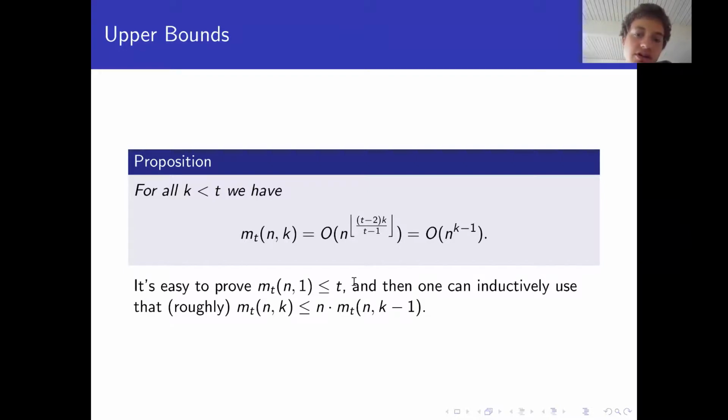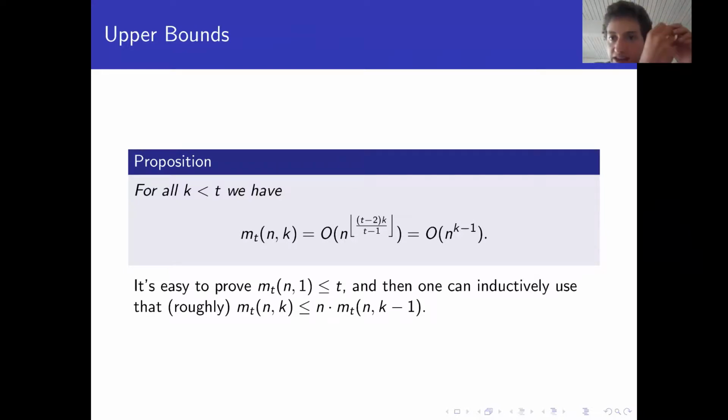And then given this, you can inductively use that the maximum number of KMISs is at most roughly n times the number of (K minus 1)-MISs in an n-vertex K_T-free graph. And why is this? Well, you can count the number of KMISs by going through each vertex and asking how many KMISs it's in. And for your favorite vertex v, the maximum number of MISs it's in is at most the number of MISs in the graph after you delete it and its neighborhood.